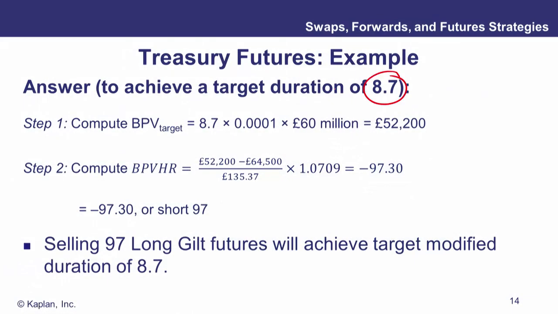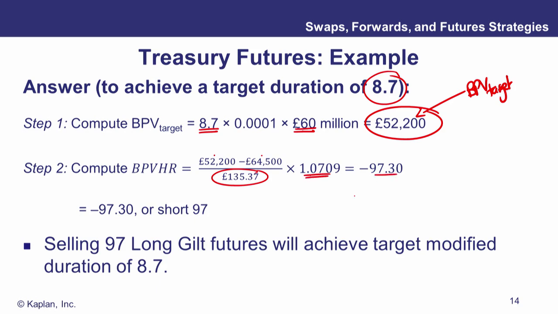What about the other scenario where we're targeting a duration of 8.7? Well, the only thing that changes here is our BPV target is not 0 anymore. It's not trivially 0. It's set by the fact that we want a £60 million portfolio to have a duration of 8.7. So when we calculate the BPV in a way exactly analogous to before, we get a target BPV of 52,200. So that target goes in here. We take off where we currently are, divide through by the BPV of the CTD, multiply through by the conversion factor, and we get minus 97.30. So once again, round to the nearest whole number, and we're going to sell 97 contracts to target a duration of 8.7.